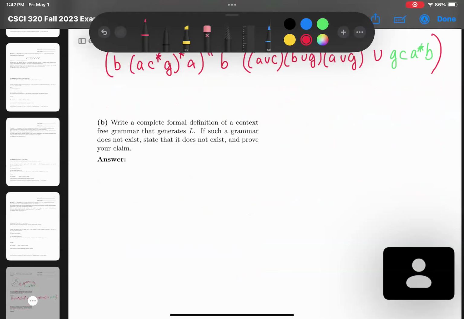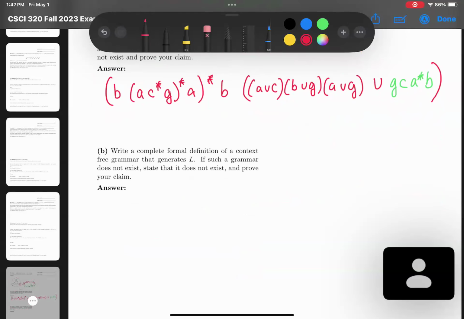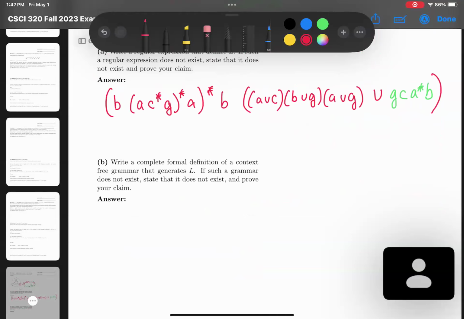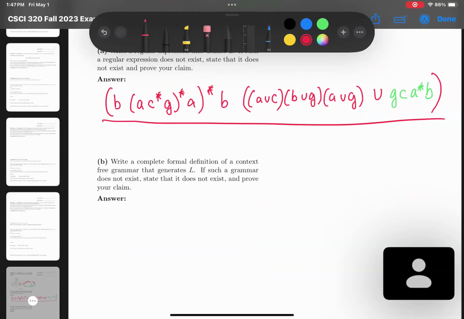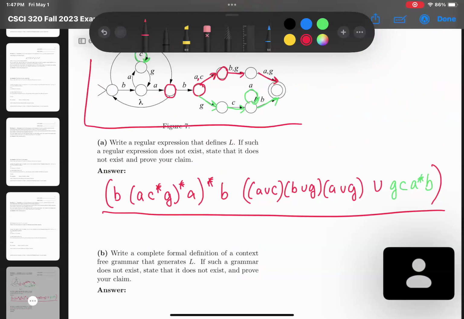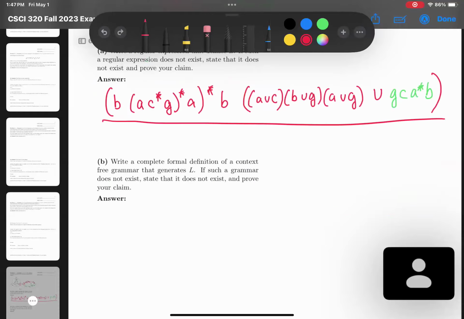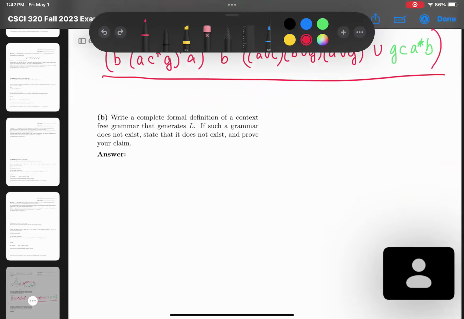Okay, and then part B is to complete a formal definition of a context-free grammar. I'll use what I wrote here. You could still use this, but I think it's more difficult to go from this directly to a context-free grammar. And so I'll go from the regular expression.